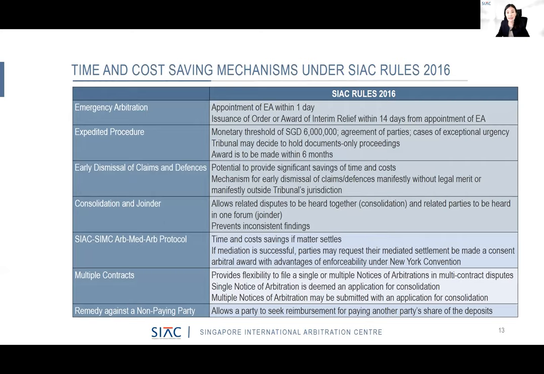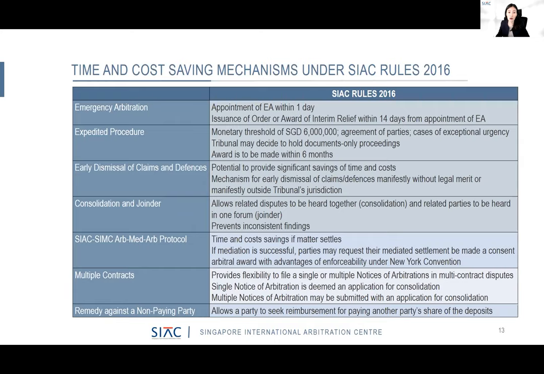Our tried and tested case management techniques enable us to put in place and give effect to some of the fastest timelines in the world. Appointment of an EA is made within one calendar, not business day of receipt of the EA application by the registrar. And this 24-hour timeline to appoint an emergency arbitrator is very important because often we receive an emergency arbitrator application on a Friday night or on the eve of a holiday. And under our rules, we would generally have an EA appointed by Saturday morning, and this EA will have to issue an interim order or award within 14 days from his or her appointment.